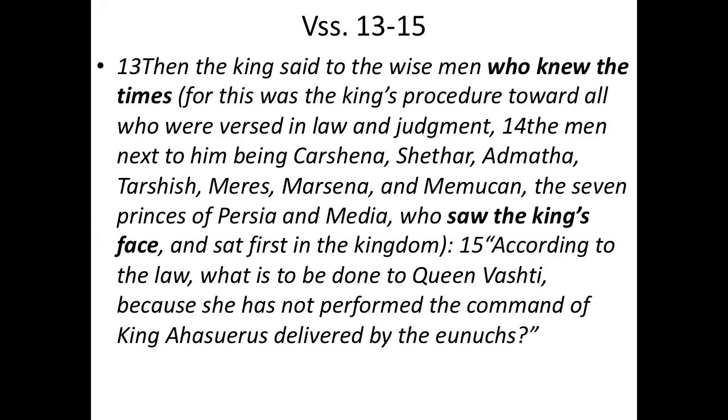The king said to the wise men who knew the times, for this was the king's procedure towards all who were versed in the law and judgment, the men next to him being Karshena, Shethar, Admatha, Tarshish, Meres, Marsena, and Memucan, the seven princes of Persia and Media. So remember, this is the Median Persian Empire. Persians are Iranis, and then Medians are what do you call it?